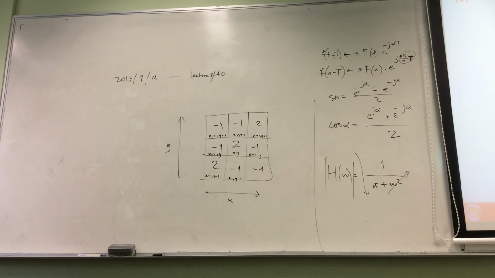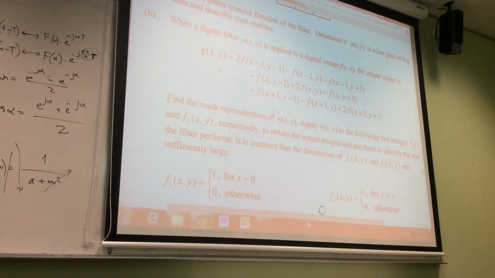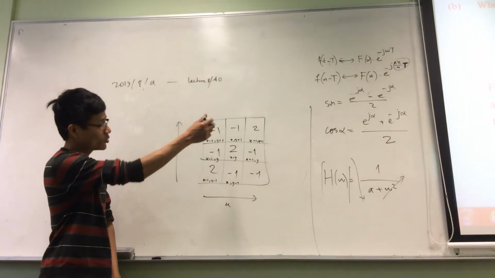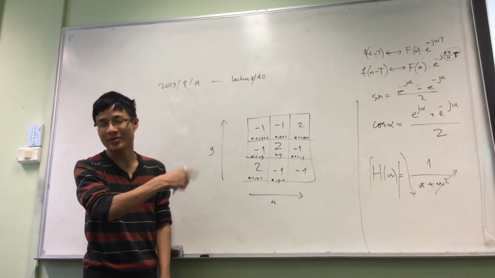Okay, easy? Apply the marks for the image and obtain the output image and use them to identify the operation of the filter. So you're gonna do Part B. You're gonna see what this filter is doing in there. What is that filter gonna do? You got two, then this one. Come on, we already done this before.